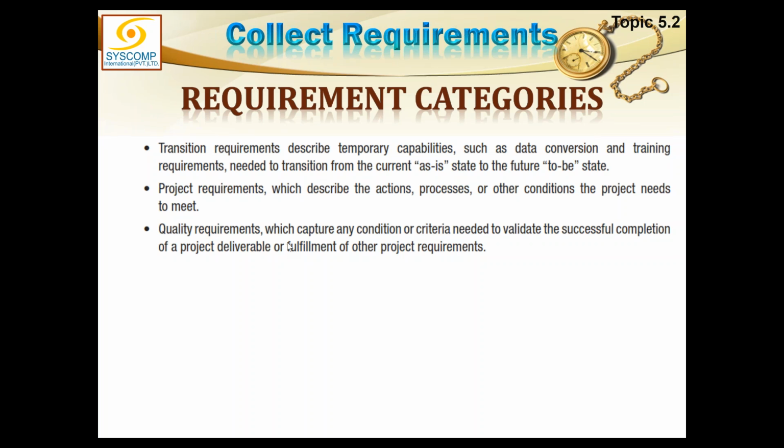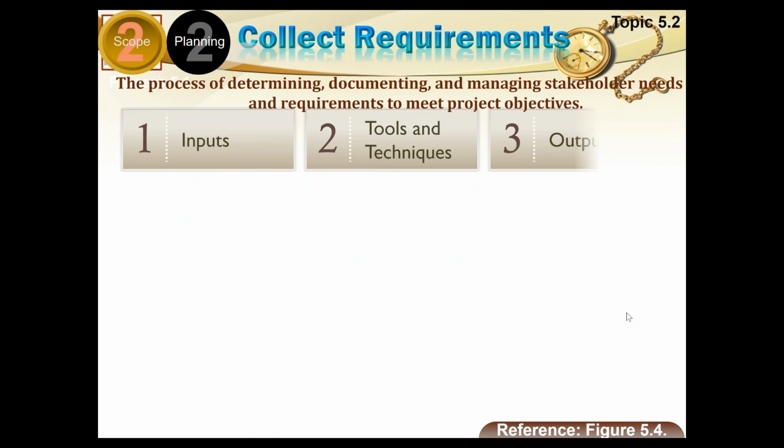Finally, the quality requirements capture any condition or criteria needed to validate the successful completion of the project deliverable or fulfillment of other project requirements. So quality requirements would establish a kind of threshold, quality acceptance criteria, you can say, but this will only verify whether the things are according to the desired quality or not. So this must be properly jotted down somewhere.